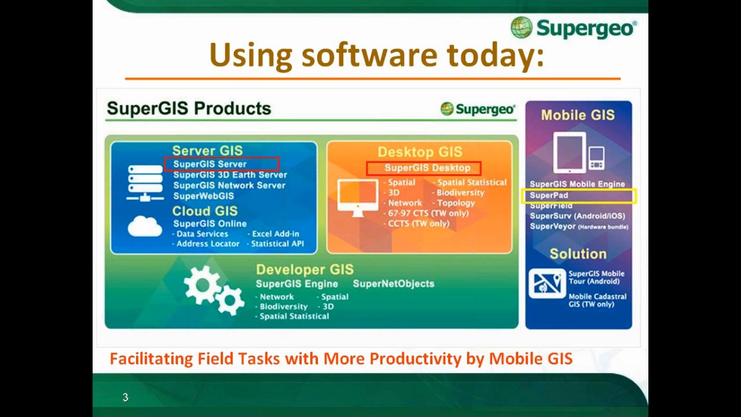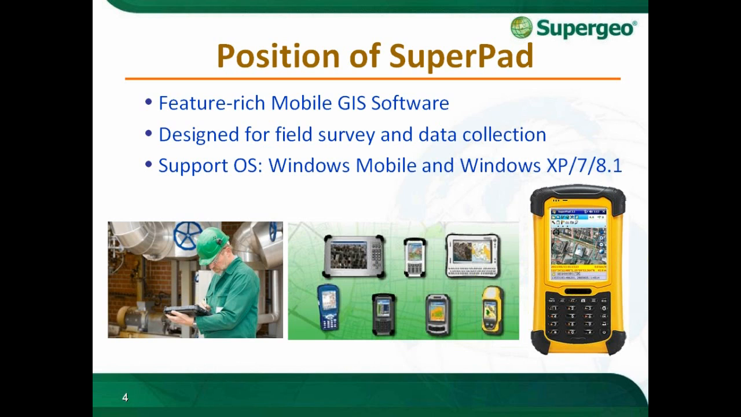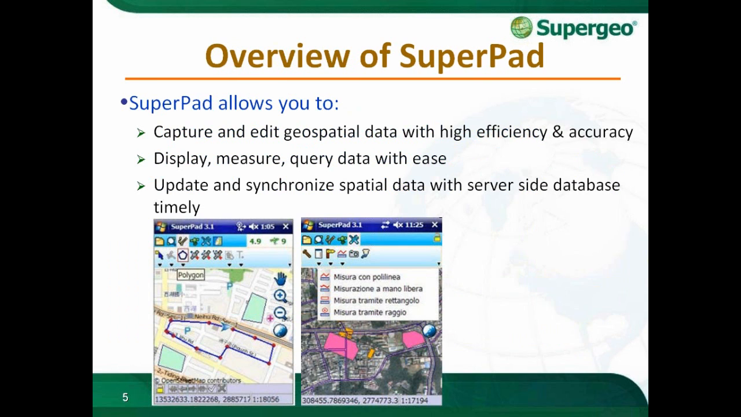To give you a brief understanding of Superpan, here are the main features. Superpan is a feature-rich mobile GIS software. It's especially designed for field survey and data collection, and it's compatible with Windows Mobile ruggedized mobile devices and tablets working on Windows PC OS such as XP, 7 or Windows 8.1. So let's give you a quick overview of Superpan.